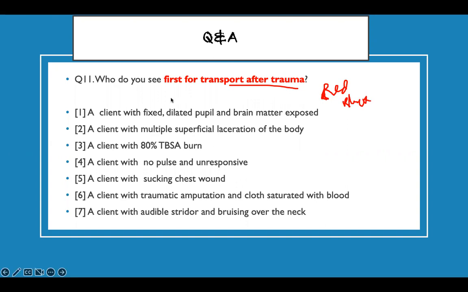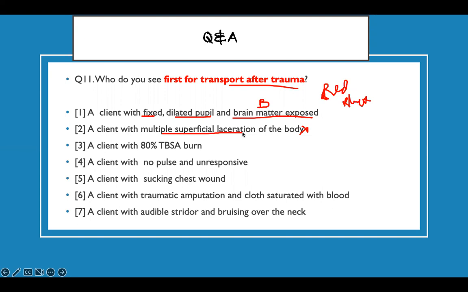Red and black. A client with fixed dilated pupil and brain matter exposed. That patient is not surviving, so this is black. A client with multiple superficial lacerations of the body is not black, it's not red. I don't care what color; I'm not even going to assign anything to him.